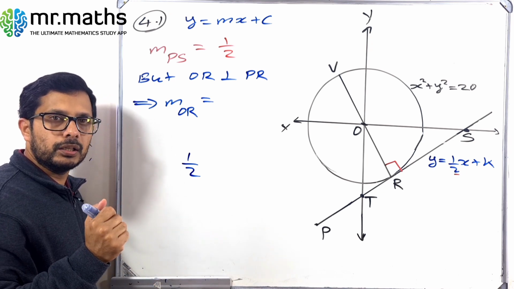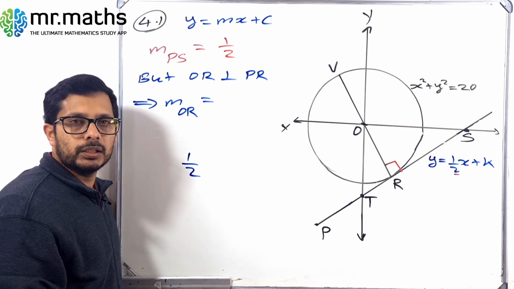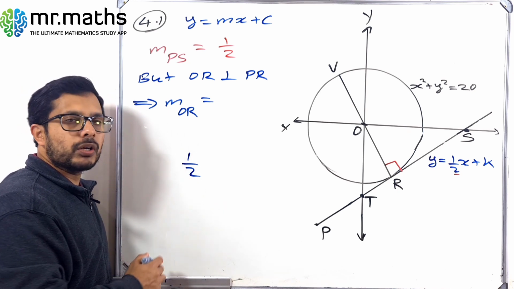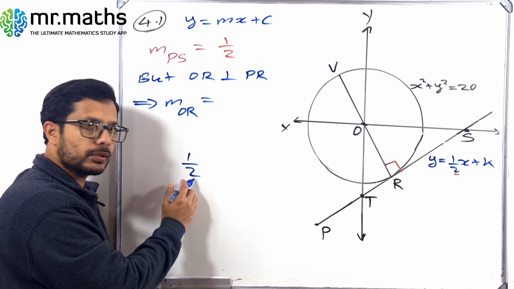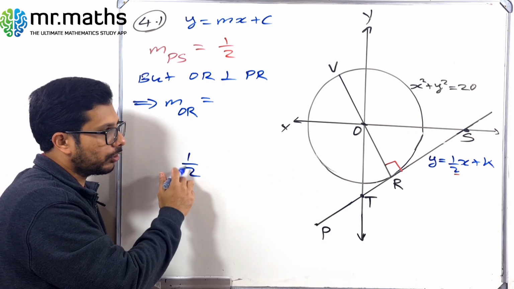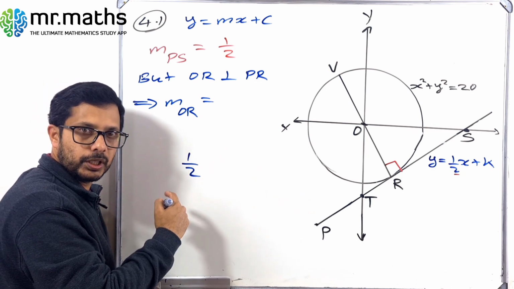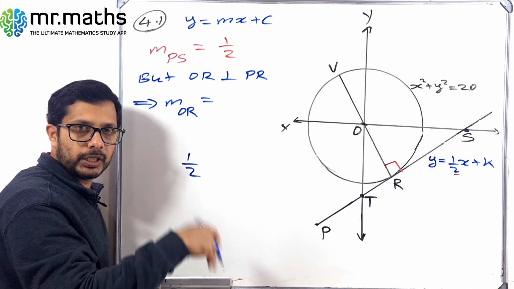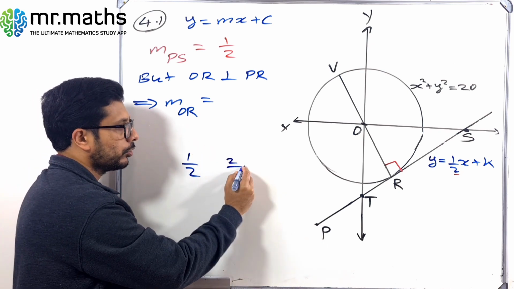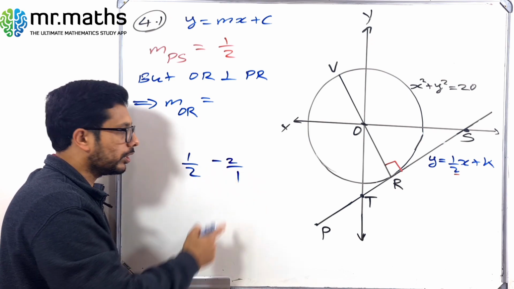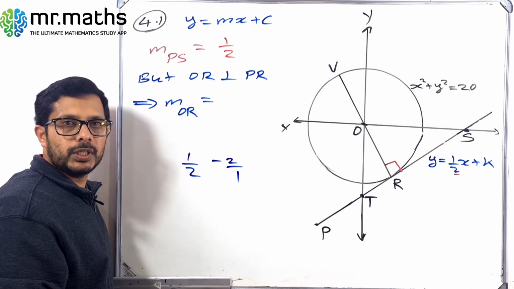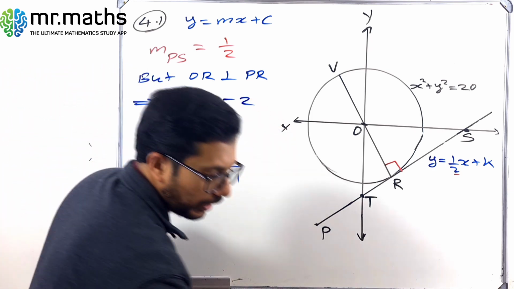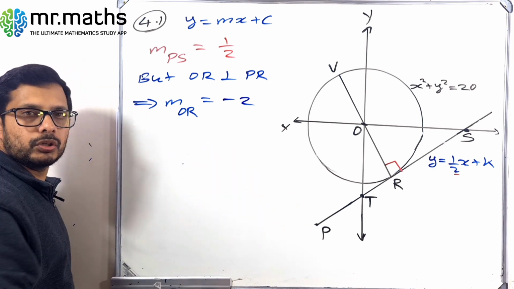Maybe in grade 10 you studied that if two lines are perpendicular, then the product of the gradients is -1. That's what we want to apply here. So the gradient of PS is 1 over 2. How can you write the gradient of the perpendicular line? You have to find the reciprocal, 2 over 1, then change the sign. So it is -2 over 1, which is the same as -2. So the gradient of OR is -2. The equation of OR is the question.